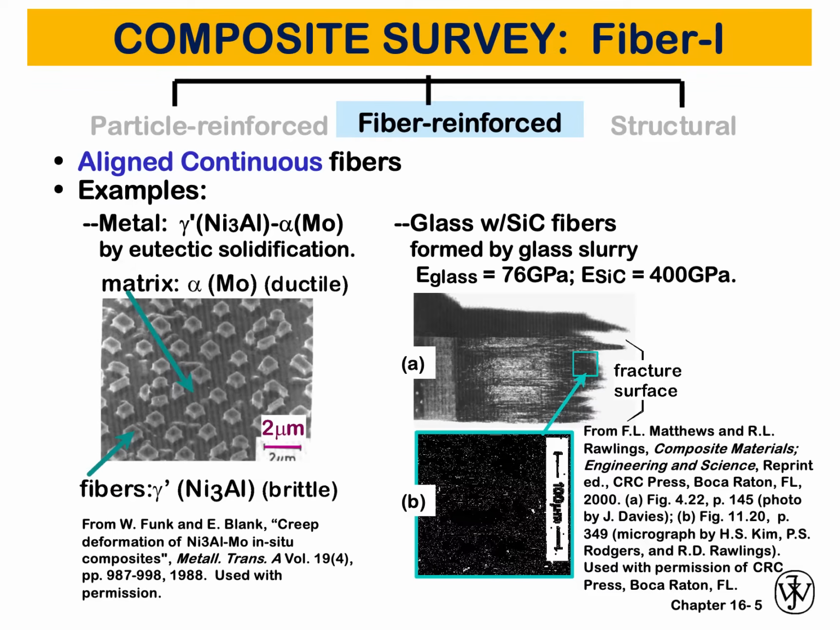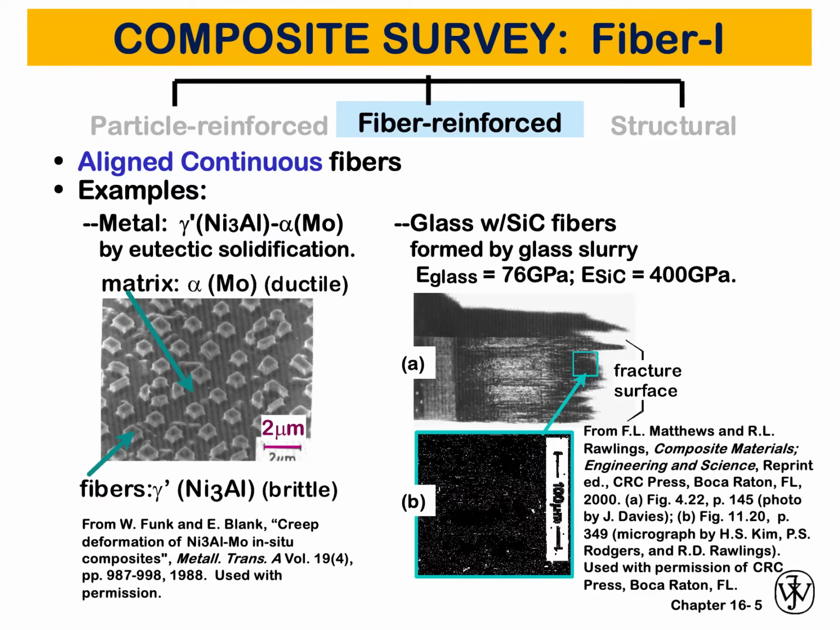If you look at the pictures on the slides, we have two examples of these fiber reinforced composites. Remember that all of them are aligned continuous fibers. So in this image here, we have the metal. The matrix here is the molybdenum, and the fibers are made of the nickel aluminum brittle material. So we have these two different phases that create our composite, and forming this composite is actually by eutectic solidification.